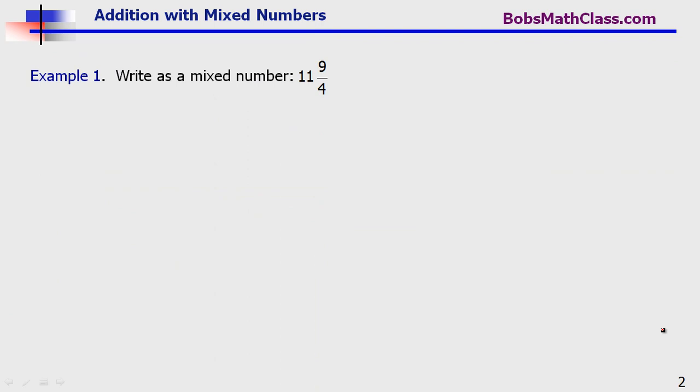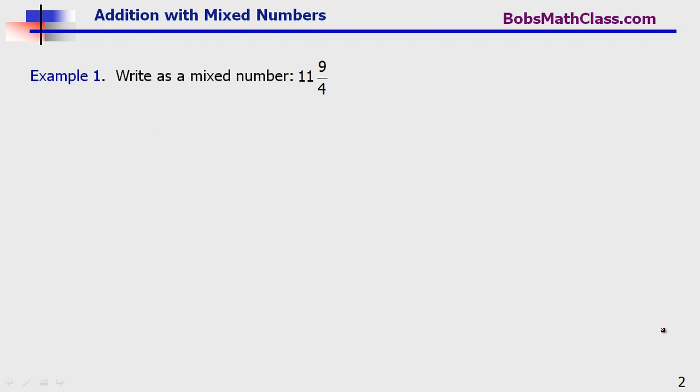Okay, as always, maybe you weren't done writing that down, so maybe go back and finish writing your notes in your notebook, and then come back when you're done. Okay, here's our first problem. Write as a mixed number 11 and 9/4.